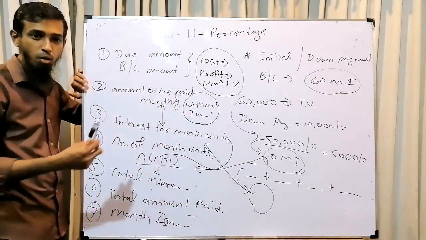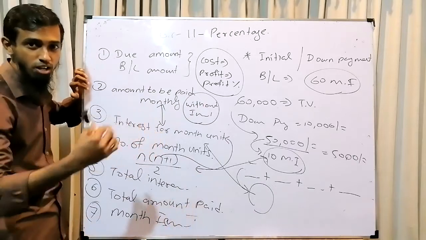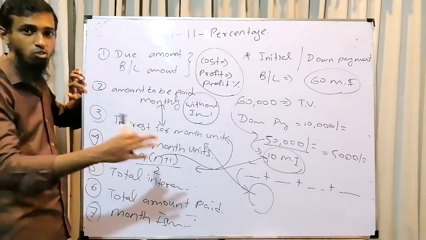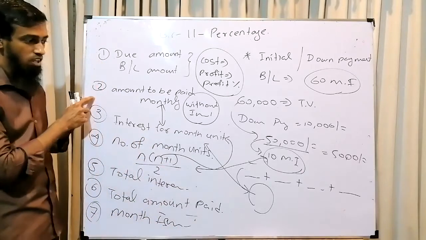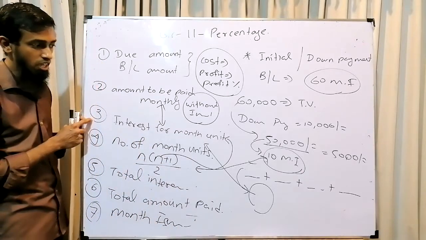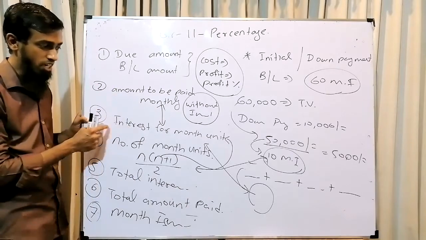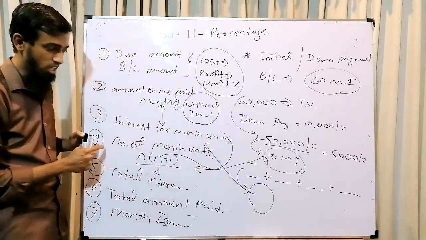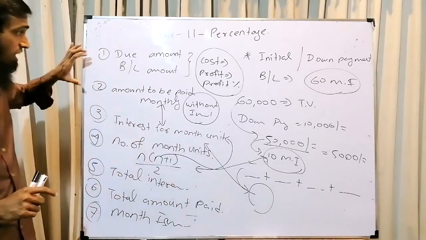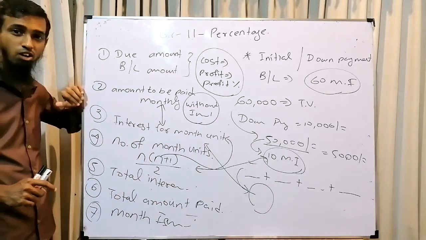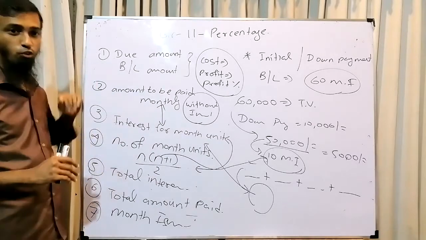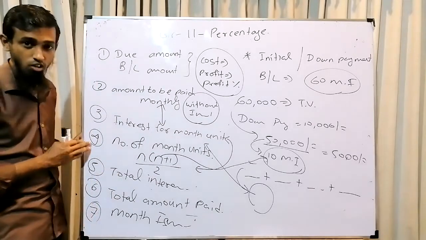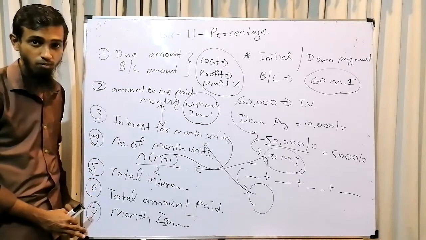What is the amount going to be reducing? So without interest, what amount are we going to pay? Second. And thirdly, the interest for that amount, that is the interest for a month unit, then the number of month units. These you need to calculate step by step: first, second, third, fourth. So you need to remember these four. After these four, you can calculate 5, 6, 7.